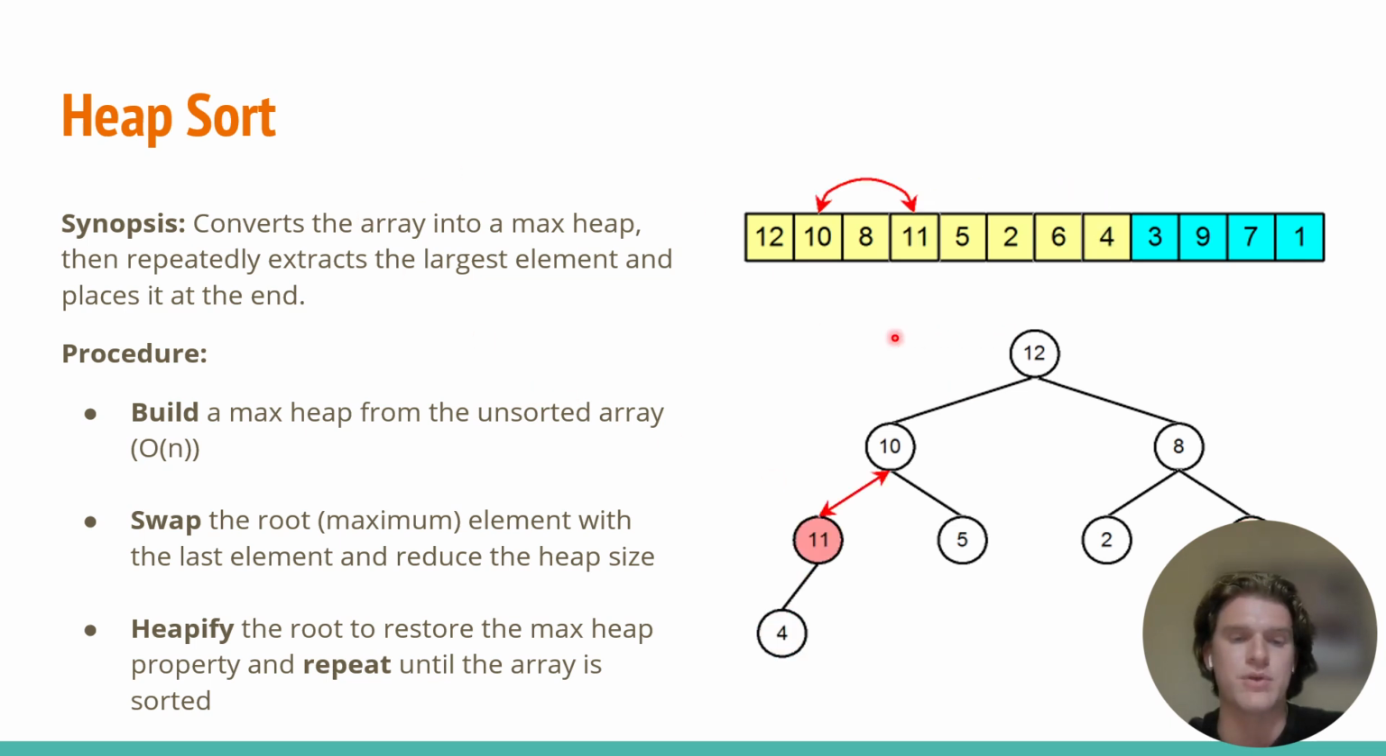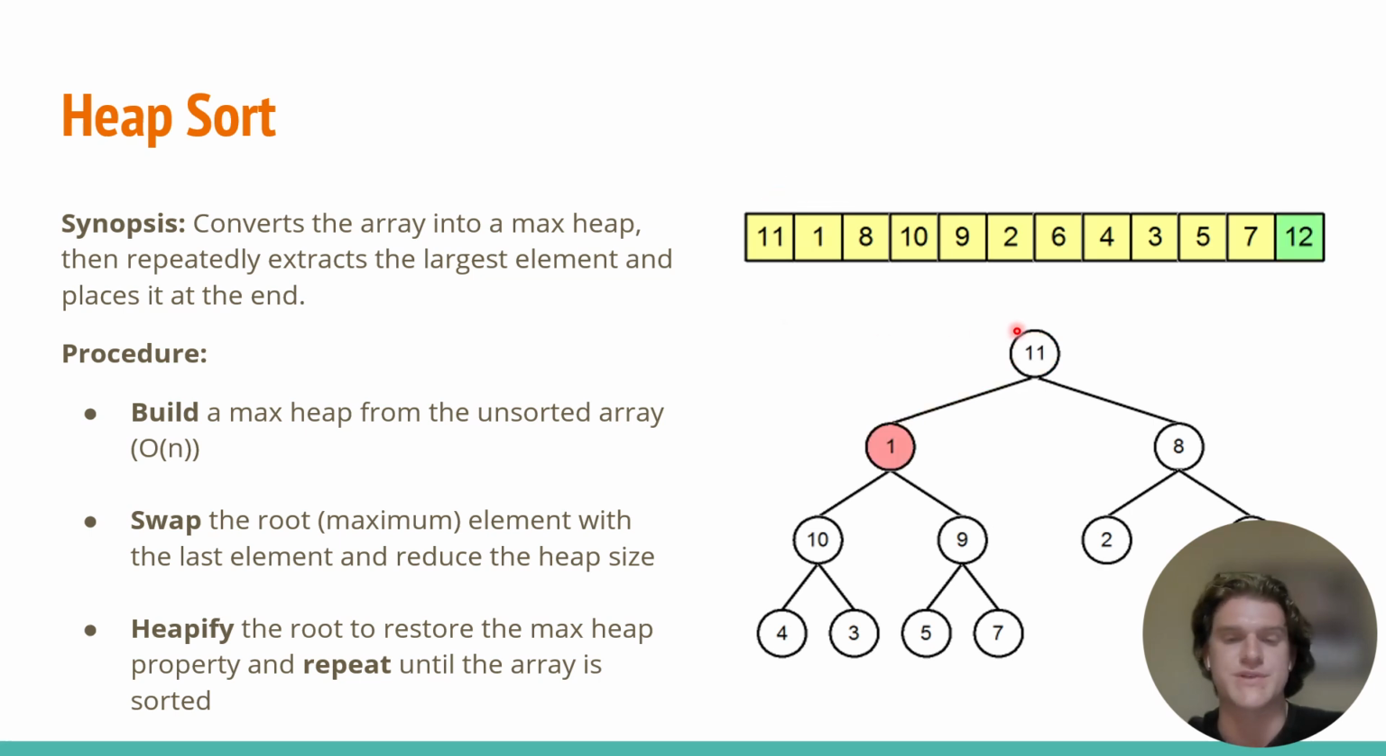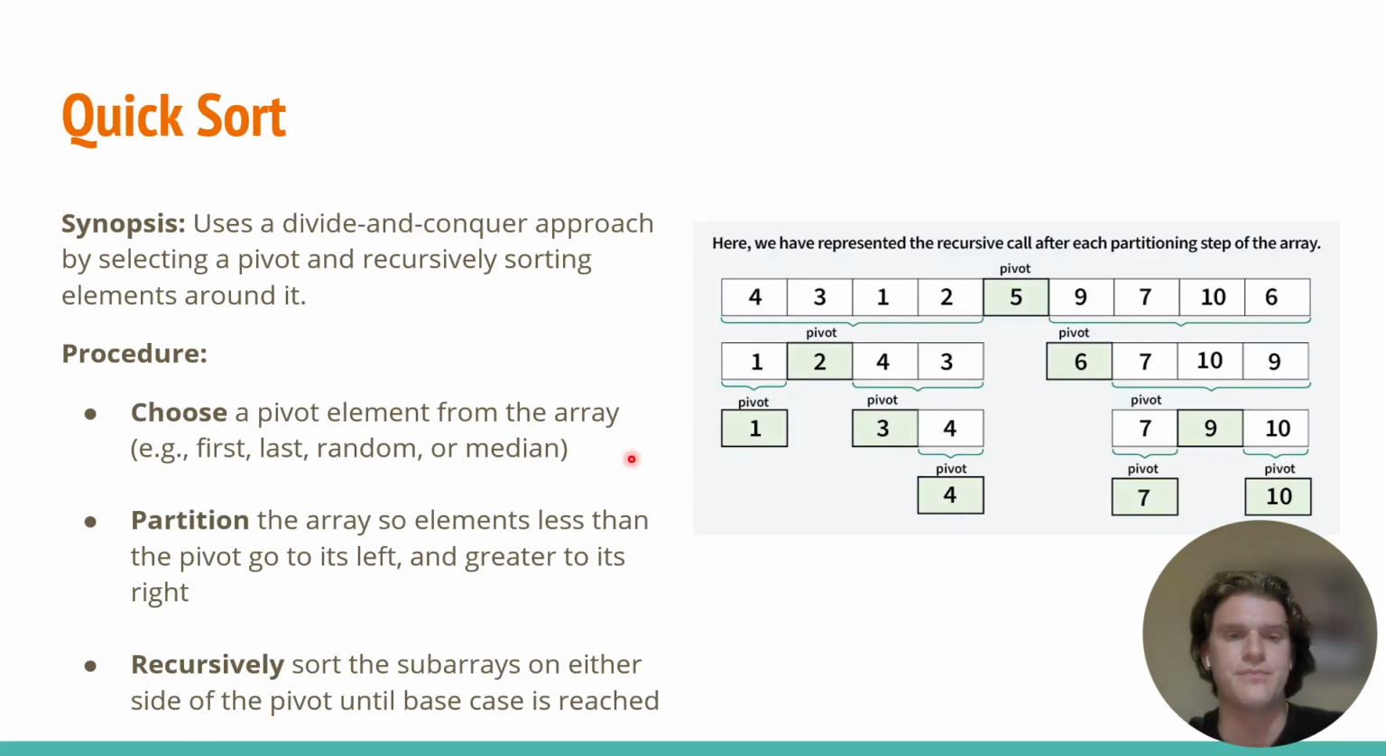As you can see here, it builds a max heap from the unsorted array in O(n) time complexity, swaps the root or maximum element with the last element and reduces the heap size. And then we perform a function called heapify, which is performed on the root to restore the max heap property, and repeats until the array is sorted.